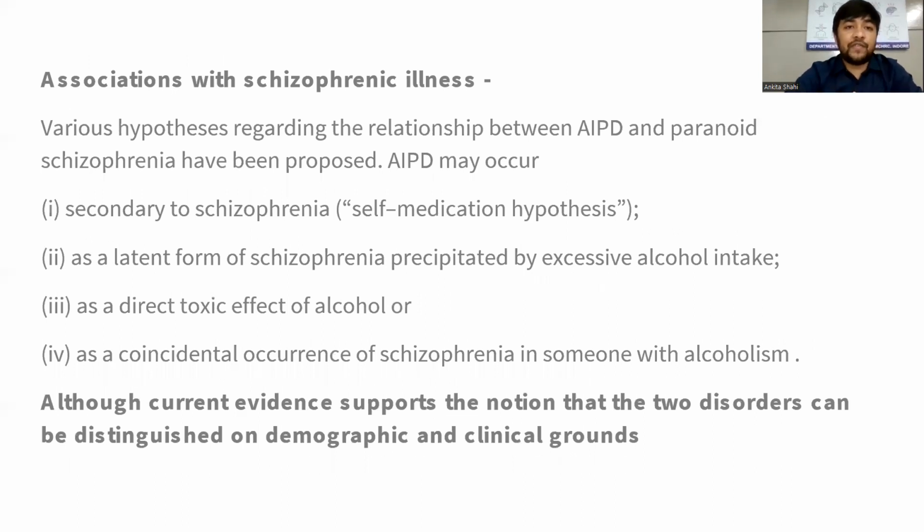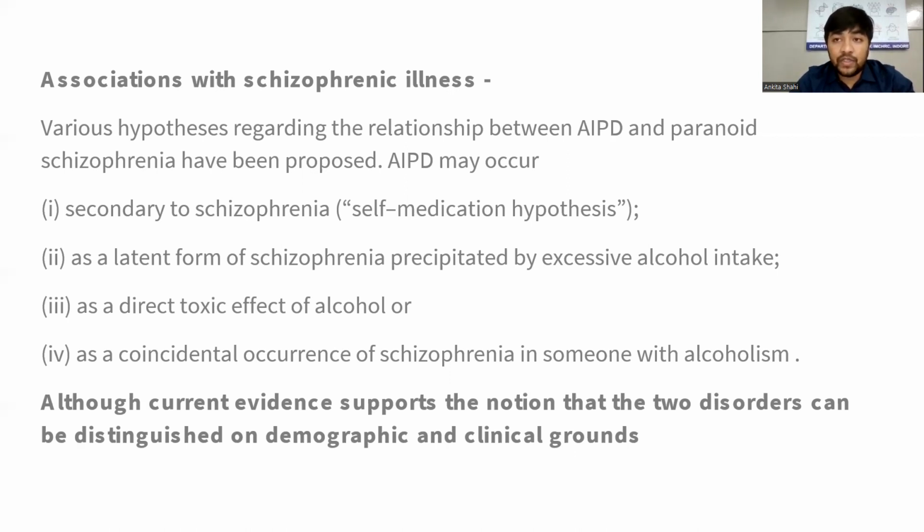Now, coming to associations with schizophrenic illness, there are various hypotheses regarding the relationship between AIPD and paranoid schizophrenia. Basically, what they have seen is that schizophrenia develops after AIPD in a few patients. So why so? First is that AIPD was diagnosed incorrectly, and the psychotic symptoms or the alcohol use disorder were themselves secondary to the schizophrenic illness. The second was a latent form of schizophrenia that was present since the start and was precipitated by excessive alcohol, or a direct toxic effect of alcohol, or a coincidental occurrence of schizophrenia in someone with alcohol use.